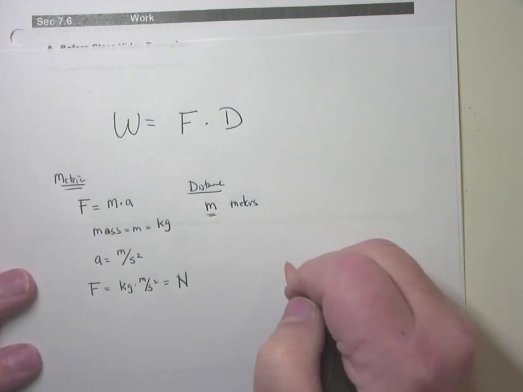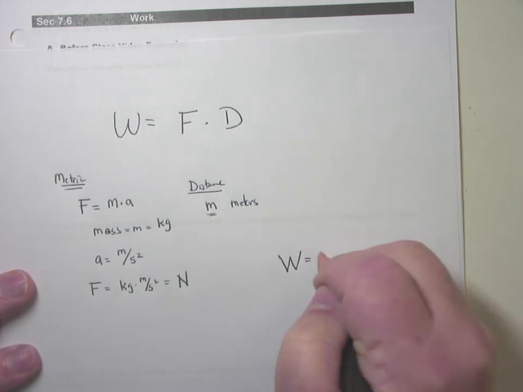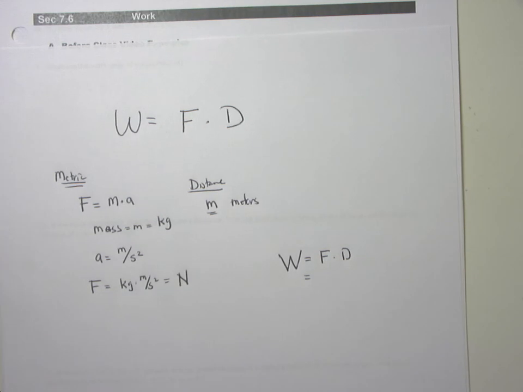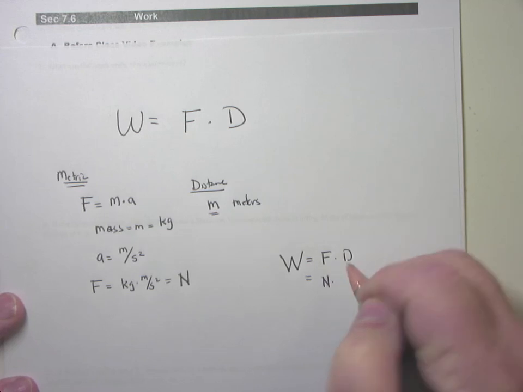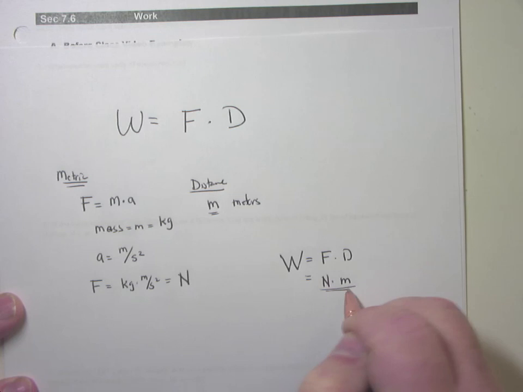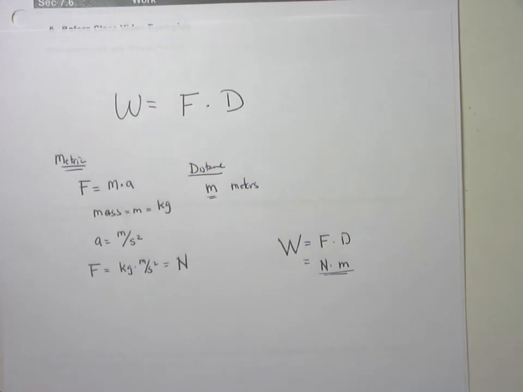Now, work is equal to force times distance. So the units you would have been expecting would be this. Force is measured in newtons. Distance is measured in meters, so the unit for work is the Newton meter.